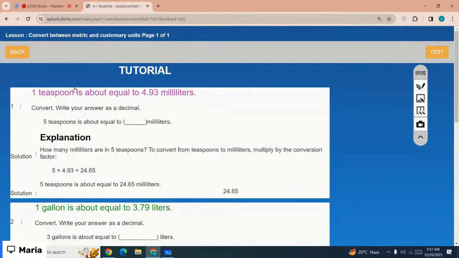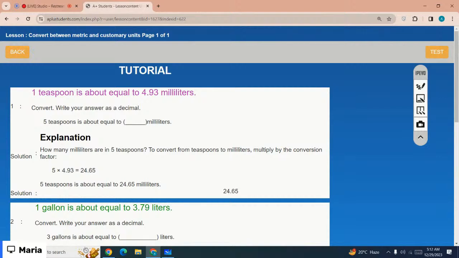You are given: convert, write your answer as a decimal, and 1 teaspoon is equal to 4.93 milliliters, right? So you have to see 5 teaspoons equal how many milliliters. So you are given the basic conversion. The basic conversion is 1 teaspoon equals 4.93.